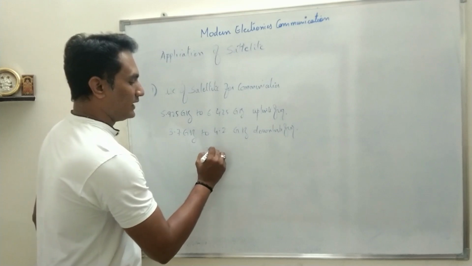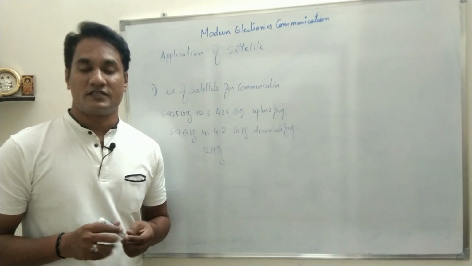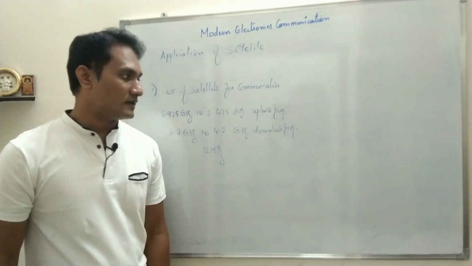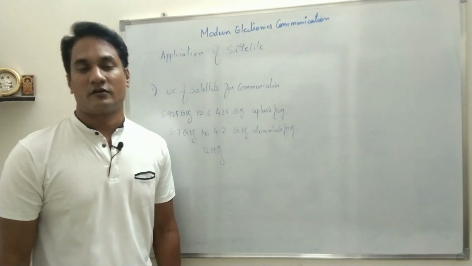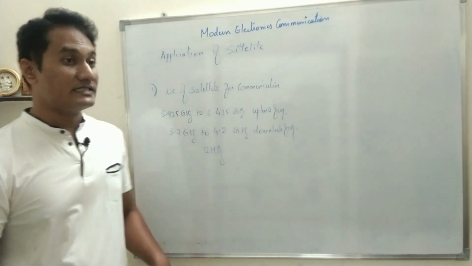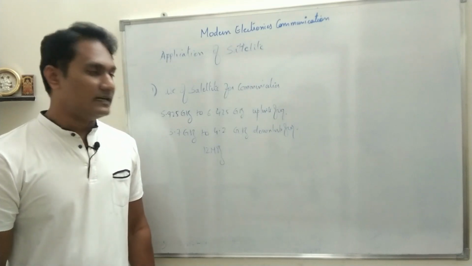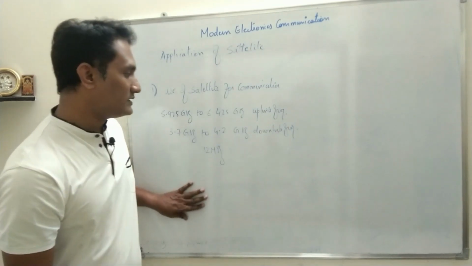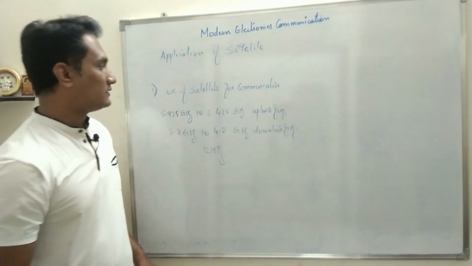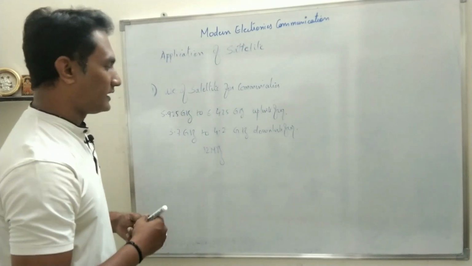And the bandwidth is 12 megahertz, a general bandwidth over which the information will be transmitted. So that is the communication. Information will be transmitted from Earth station to satellite and satellite back to Earth station. These are the ranges of frequency. In generalized terms, we consider the uplink frequency to be 6 gigahertz and the downlink frequency to be 4.2 gigahertz. So that is the first application, use of satellite for communication.